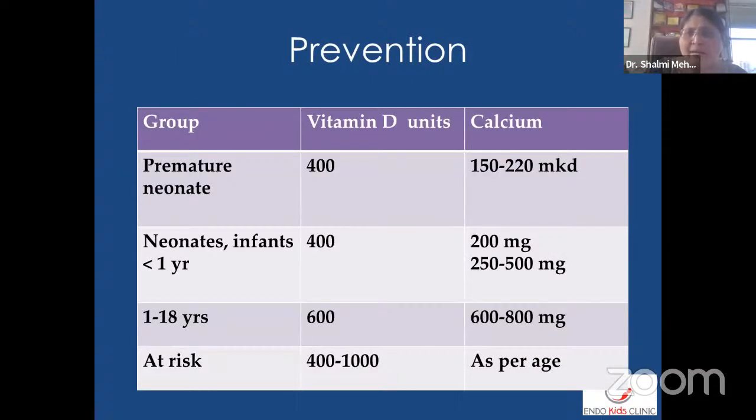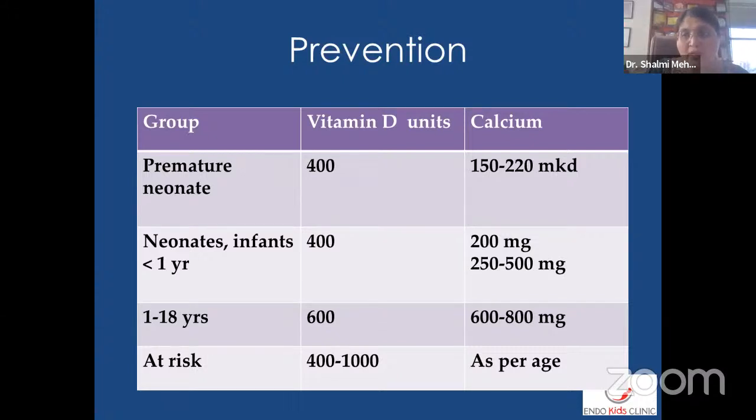Now, to prevent vitamin D deficiency, what are the doses recommended? For the younger babies, 400 units per day, every single day, has to be given. Between 1 to 18 years, we give 600 units. Now, remember, when the child hits puberty, we need to increase that dose to at least 1000 units per day. So this child needs to get 1000 units per day of vitamin D every single day throughout puberty, and then to be continued also.